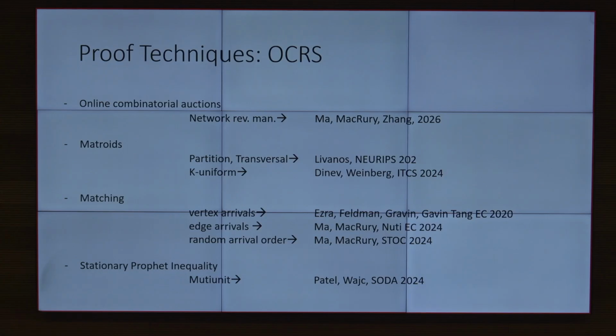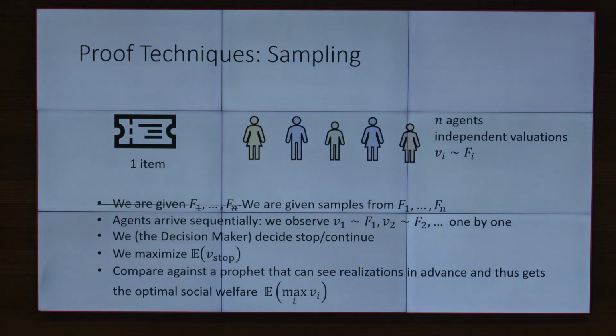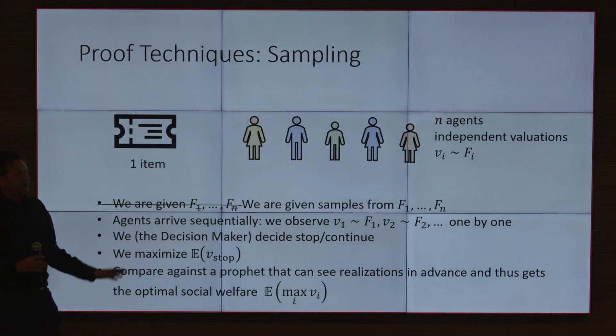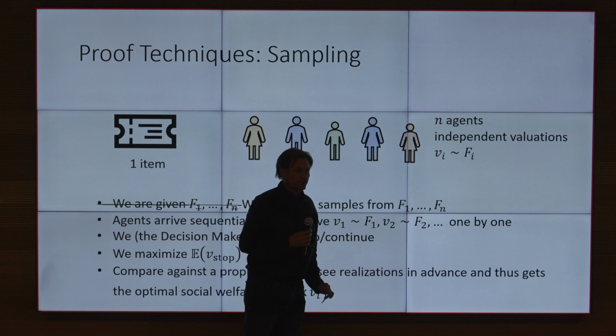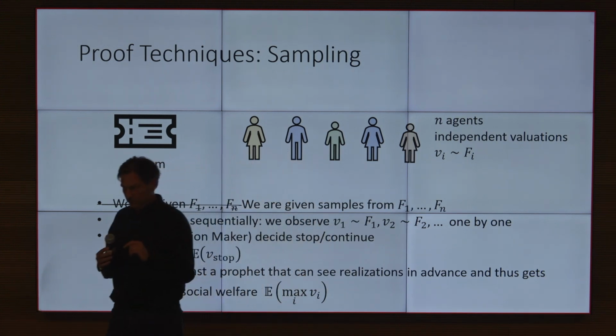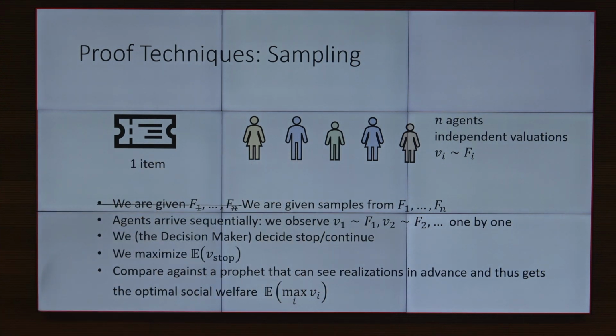Okay, good. Let me go to the next idea, which is the following. We again have exactly the same setting, but let's say now I don't tell you what the distributions are. Instead, I give you one sample from each distribution, just one. I give you one sample from F1, one from F2. Could be more, but let's say just one. Everything else is the same.